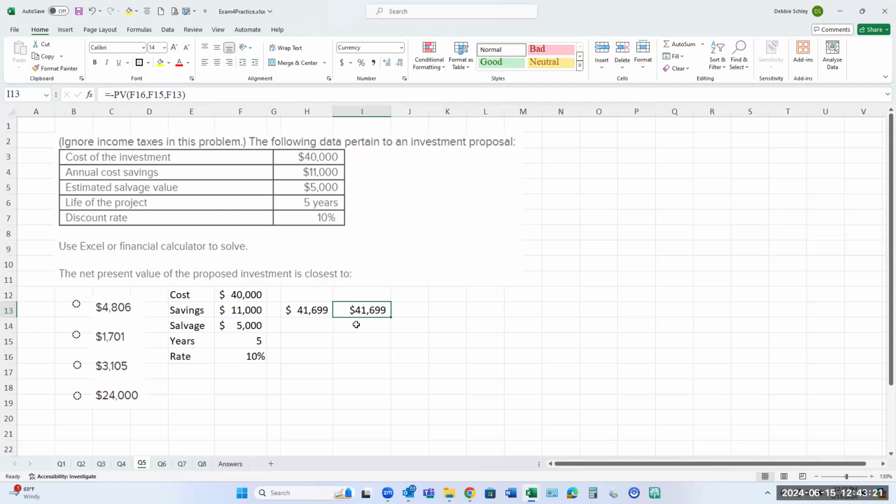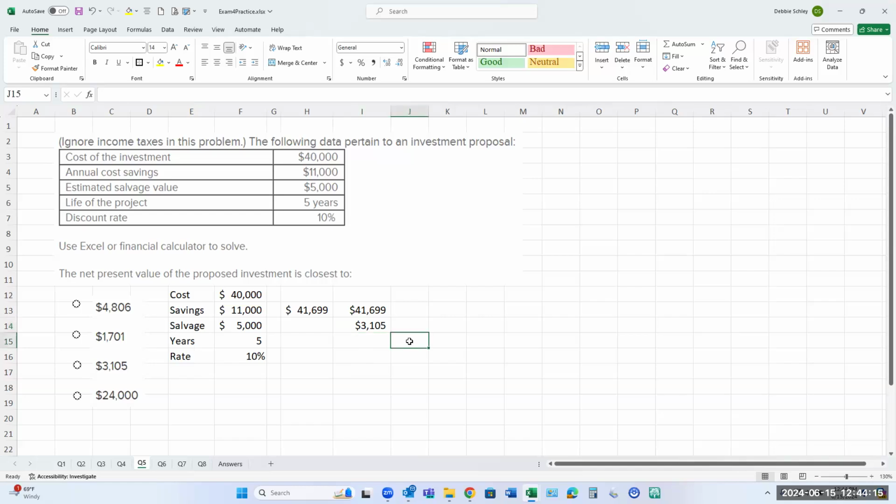And then I need the present value of the salvage. So again, I could do that whole long formula, or I can go equals negative PV. So it's the rate, the number of periods, the payment is blank because this 5,000 is the future value. And again, I put the negative in front of the salvage value if I didn't put it in front of the PV, but that's not how I do it. Okay, so that gets me the savings and the salvage value.